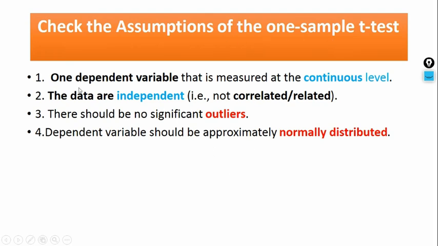There were 4 assumptions. One: the dependent variable is measured at a continuous level. Yes, we have measured our data set and marks at a continuous level. Two: the data are independent. Yes, our students' marks are not dependent on each other, meaning our data is not correlated or related. Three: there should be no significant outliers. Four: the dependent variable should be approximately normally distributed. Friends, these first 2 assumptions are part of our study design, and I will show you how to check outliers in a dataset and how to check whether our data is normally distributed or not.